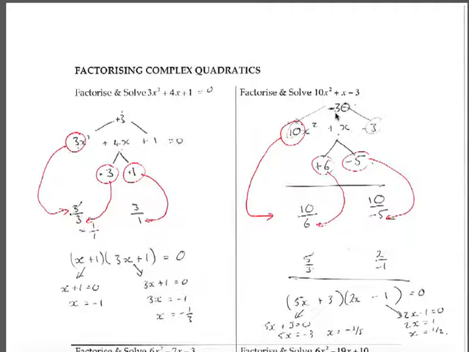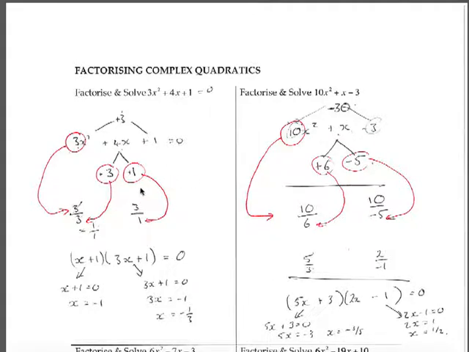Now from here it's very similar to a normal quadratic. I need two numbers that times to give 3 and add to give 4. So plus 3 and plus 1. Two numbers that times to give minus 30 and add to give 1, because it's 1x here. So plus 6 and minus 5. That's the first step done.